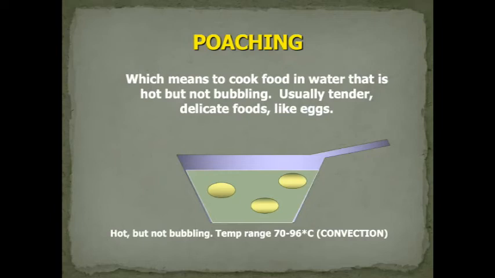If you're poaching fish, we use the liquid in which the food is being poached, and that liquid is used to make accompanying sauces of poached vegetables or poached egg or poached fish, whatever things we are poaching.